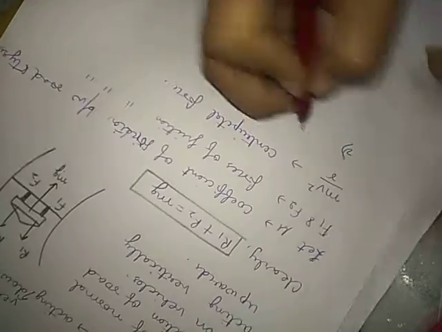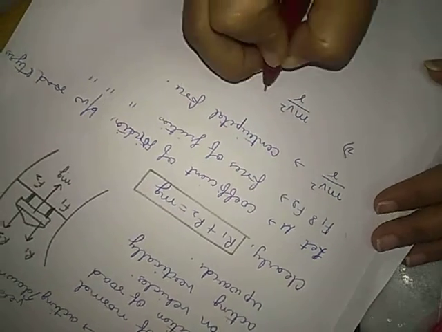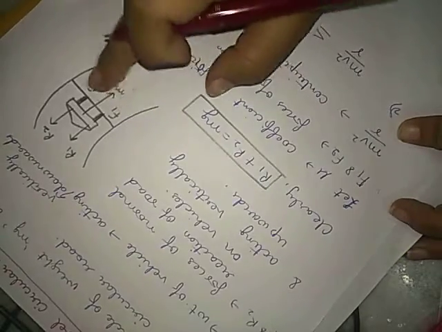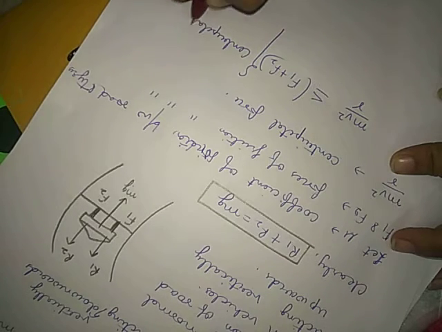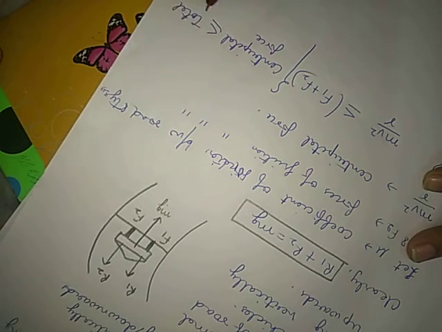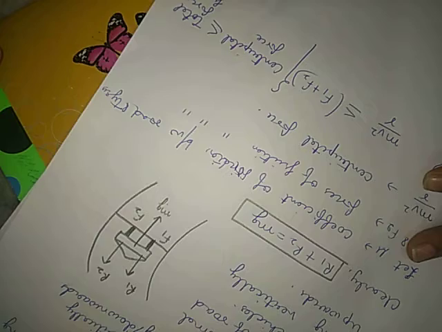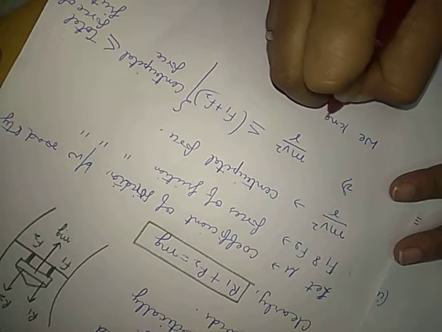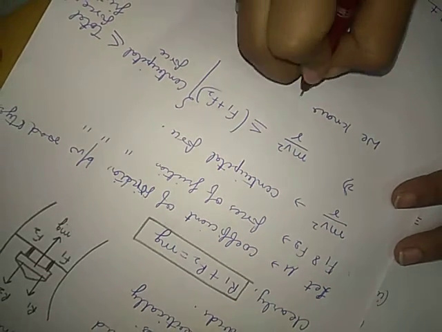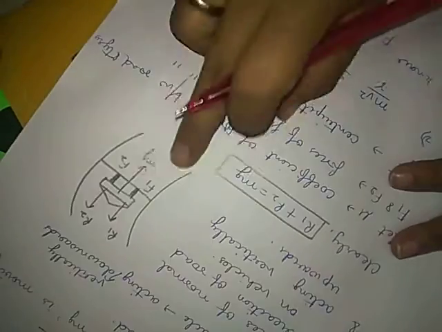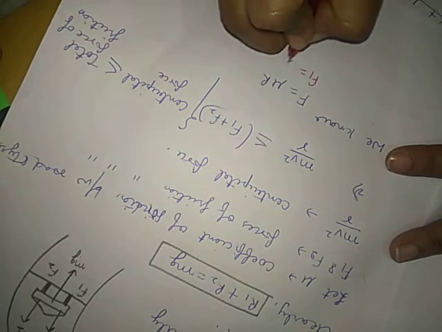So mv square upon r, the centripetal force, is less than or equal to the total force of friction, which is F1 plus F2. I am writing it on the side, the centripetal force is less than or equal to the total force of friction, so that you won't forget. And as I told you in the last derivation also, F equals mu R. So F1 equals mu R1.